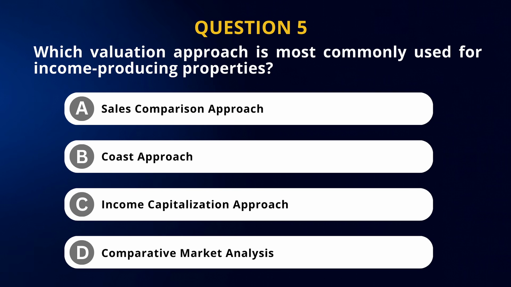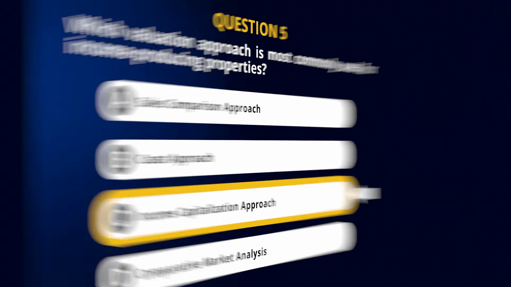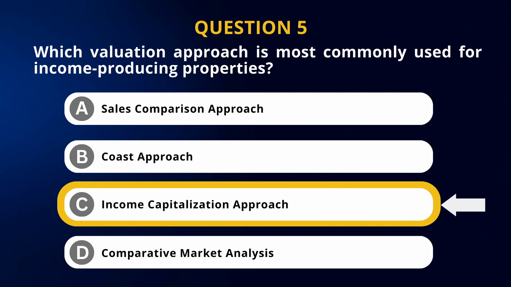Question number 5. Which valuation approach is most commonly used for income-producing properties? Letter A, sales comparison approach. Letter B, cost approach. Letter C, income capitalization approach. Letter D, comparative market analysis. And the answer? Letter C, income capitalization approach.